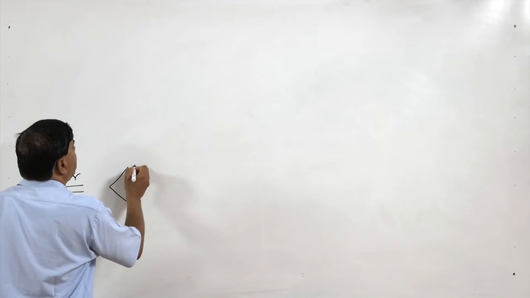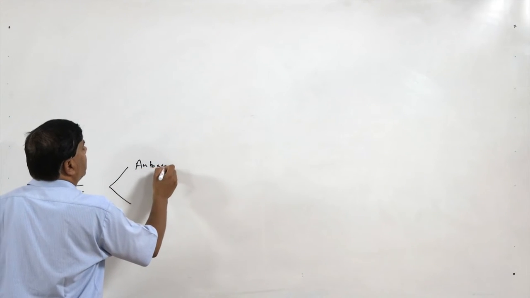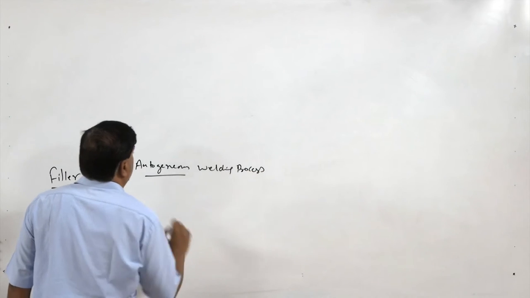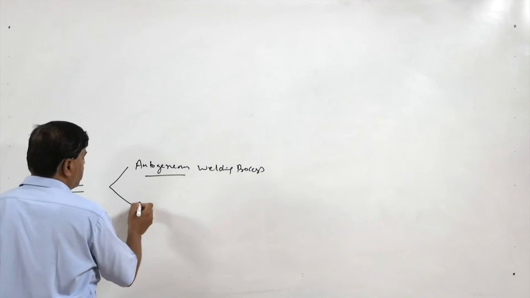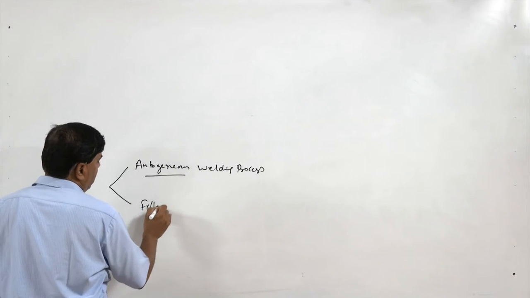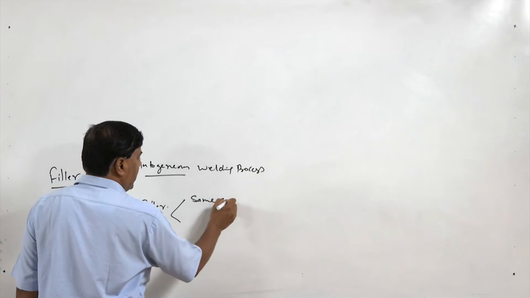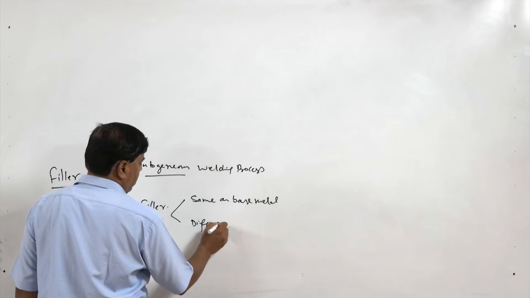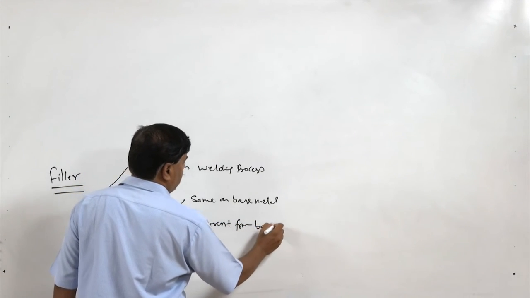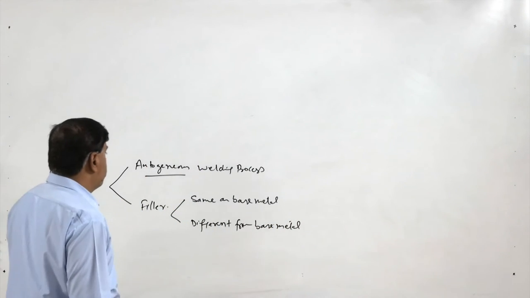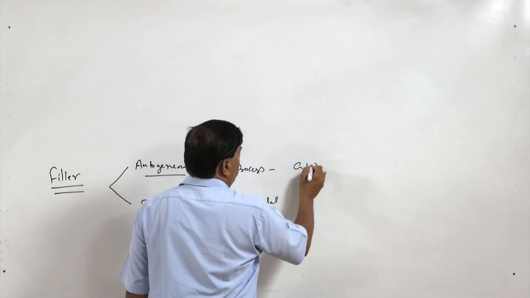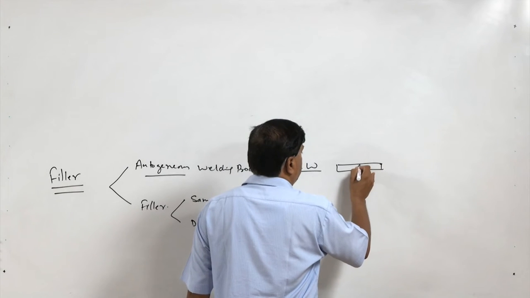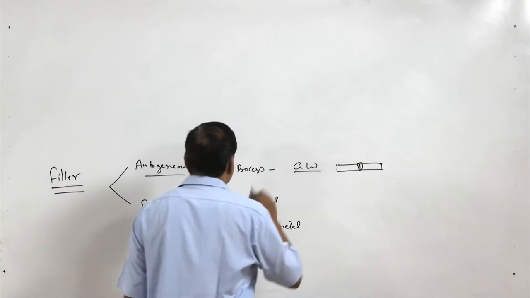there are two categories. Where no filler is used, those processes are categorized as autogenous welding processes. And where the filler is used, the filler can be of the composition same as the base metal, or it can be different from the base metal. Initially the gas welding was the only process for joining of thin sheets by melting the faying surfaces through the flame of the gas, and this process was categorized as an autogenous process.